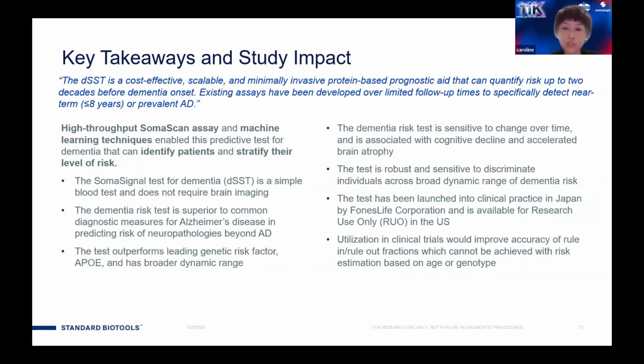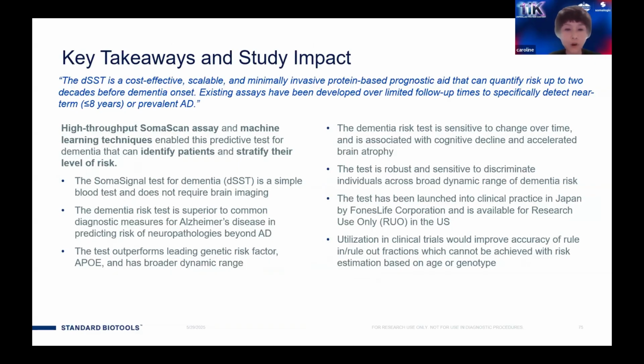So the take-home message for this particular publication demonstrates that it is possible to develop a cost-effective, that is with minimal invasion, protein-based prognostic test to predict the possibility of dementia risk for individuals for the next 5 to 20 years. So this is our first dementia soma signal test that we have published. It doesn't require any brain imaging or invasive procedure. It's basically just a simple blood test, right?